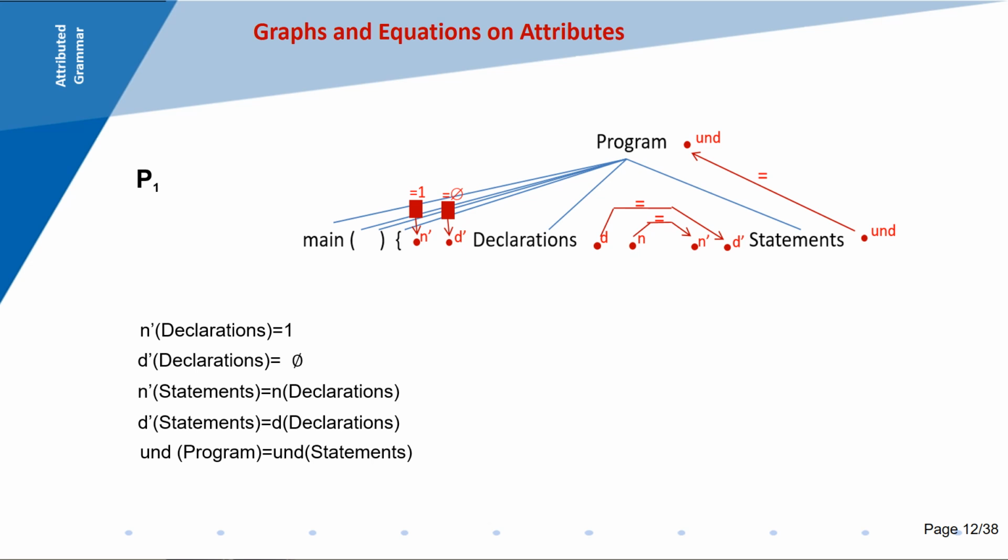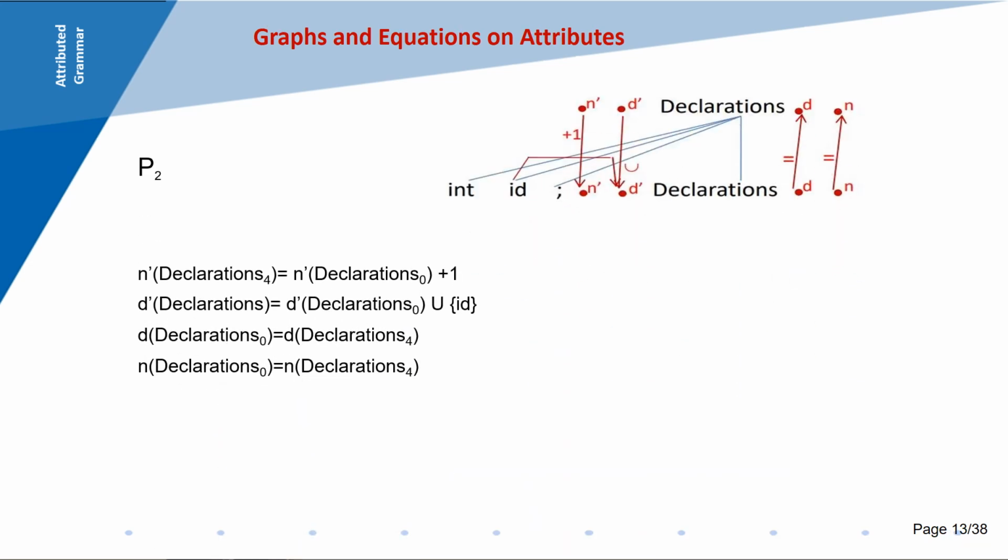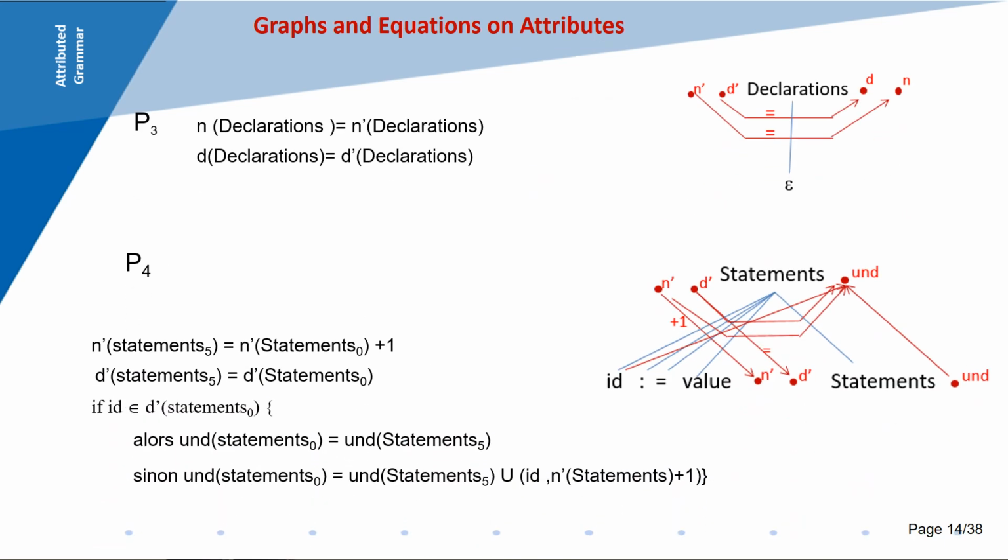The attribute U and D in the non-terminal program is equal to the attribute U and D in statements. For production P2, we add the value of N prime by 1 and we put in the inherited attribute D prime the name of the variable. The synthesized attributes D and N are transferred from bottom to top. For production P3, the inherited attributes N prime and D prime are transferred to the synthesized attributes N and D.